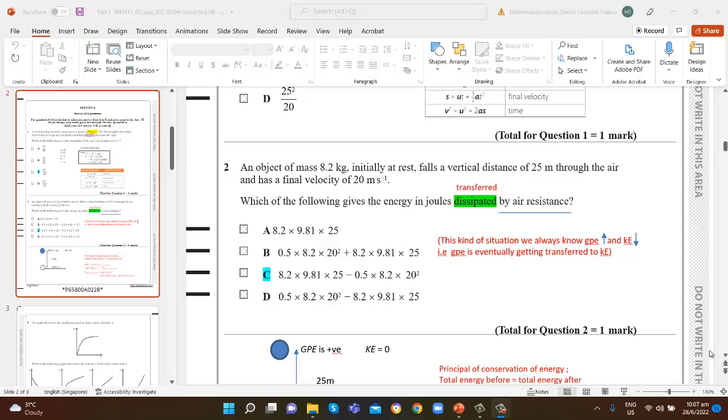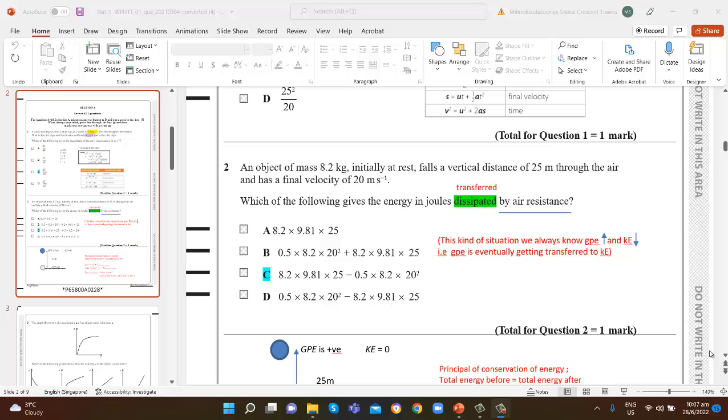Now you have to remember, in this kind of situation we always know it is gravitational potential energy and kinetic energy. We are dealing with GPE and KE. We all know when GPE decreases, kinetic energy increases. So GPE is eventually getting transferred to kinetic energy, in other words.